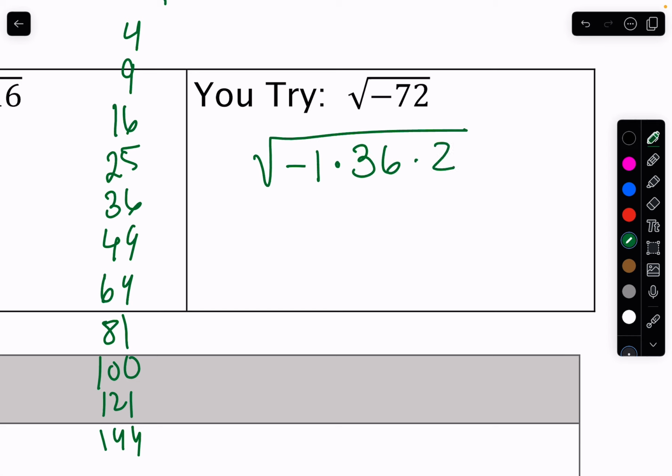Now, again, I broke it down into 36 times 2 because 36 is the biggest perfect square that goes into 72. There are other perfect squares that go into it. 4 goes into it. 16 goes into it. However, again, the goal is to find the biggest one, or else it's kind of like GCF, where if you don't take out the biggest thing, it's not fully simplified. So we go ahead. The square root of -1 is i. Square root of 36 is 6, and then the 2 stays on the inside.